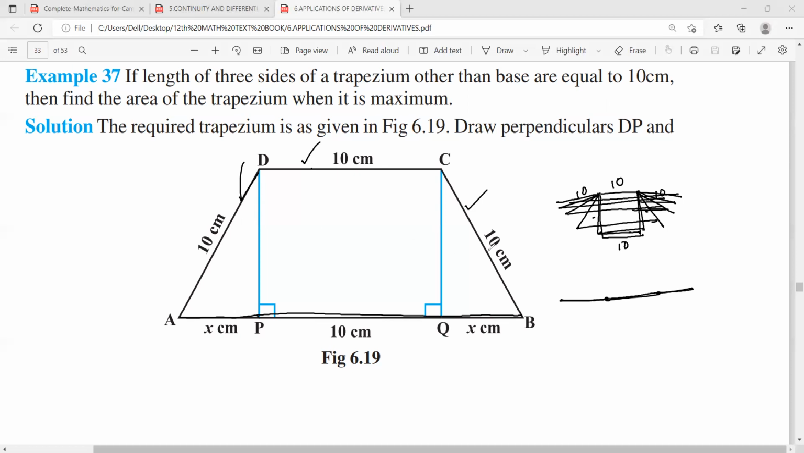All right. So now, let's take this. Three sides are 10 centimeters, and then the fourth side we have to assume. Because it is a trapezium and this is 10 centimeters, let's take this as some x and this as some x. The question now: find the area of the trapezium when it is maximum. Area we need to find out. So now the fourth side is required. What is the area of the trapezium? Half into the sum of parallel sides into height.